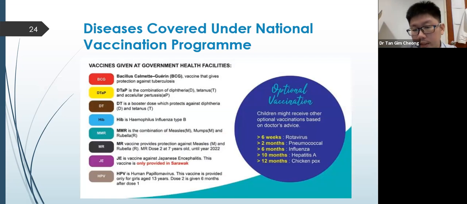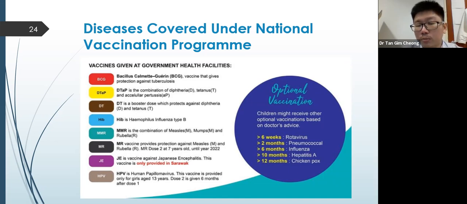For optional vaccination, you can go for rotavirus at 6 weeks and above. It is very important because rotavirus doesn't cause death in adults, but it might lead to death in baby infants. So I will advise all of you, if you have babies, or relatives with babies, to advise them to go for rotavirus vaccination. It is very simple. There's no injection, you just drop it in the mouth or nose.